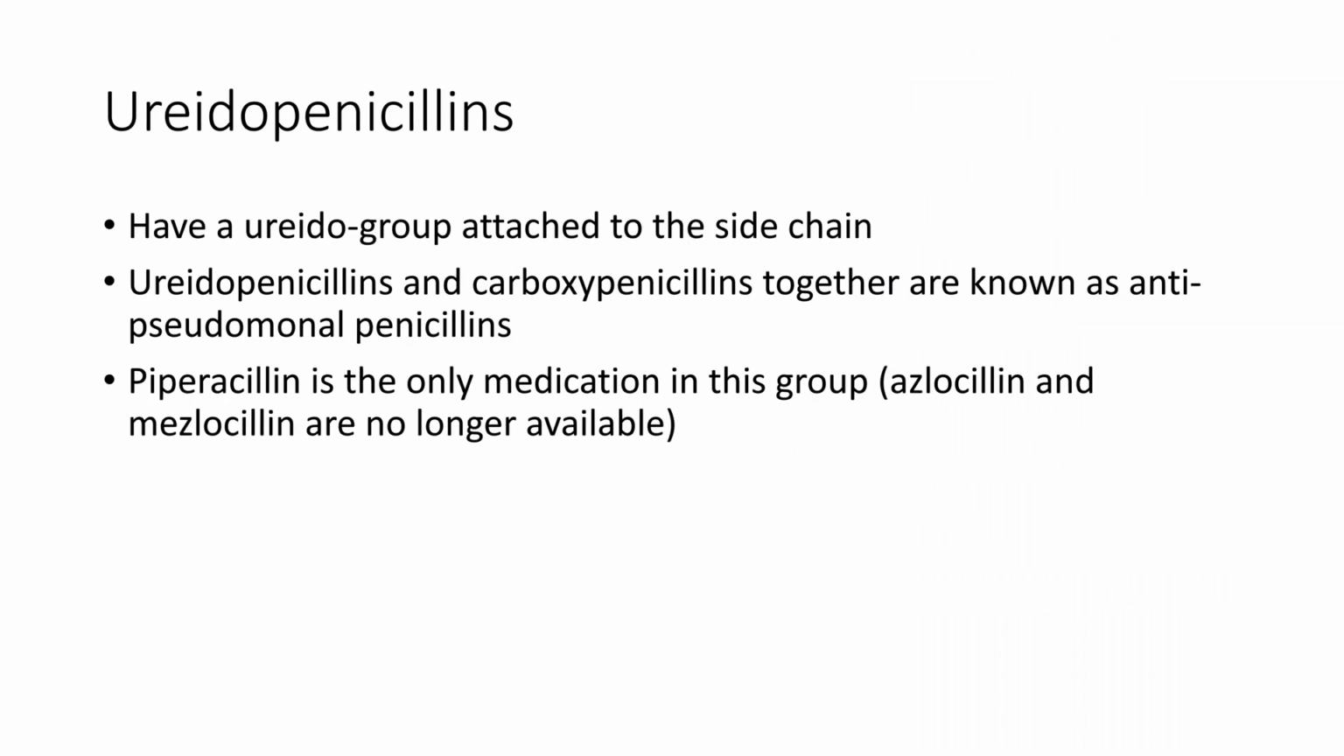Ureidopenicillins have a ureido group attached to the side chain, a very large group. Ureidopenicillins and carboxypenicillins we call anti-pseudomonal penicillins, because they work for Pseudomonas aeruginosa. The carboxypenicillin is ticarcillin. The ureidopenicillin is piperacillin. There were three ureidopenicillins: piperacillin, azlocillin, and mezlocillin; the latter two are no longer available because of side effects. But piperacillin is the only one, and it's very popular. It has a very good spectrum.